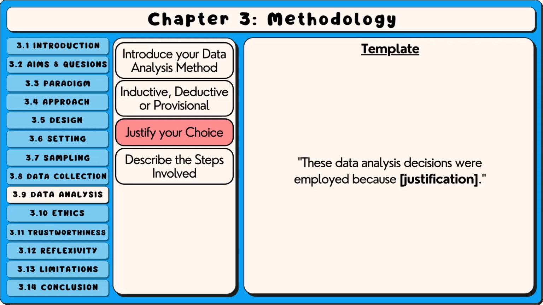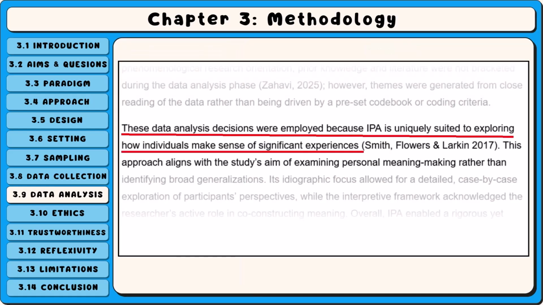Here's a template. These data analysis decisions were employed because, and then outline your justification. Here's an example. These data analysis decisions were employed because interpretative phenomenological analysis is uniquely suited for exploring how individuals make sense of significant experiences.